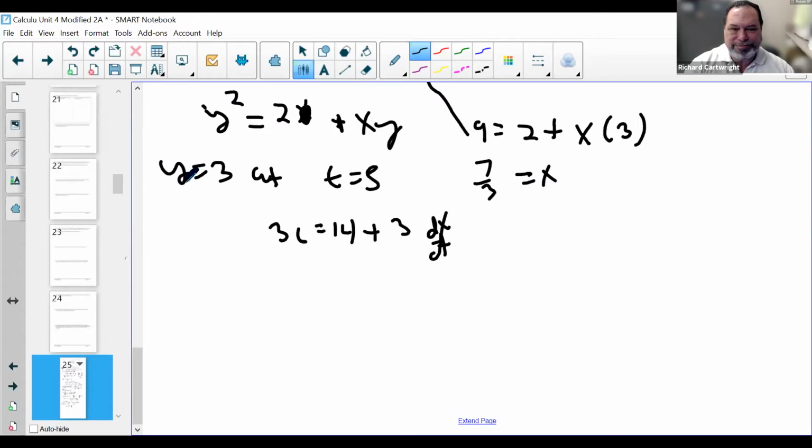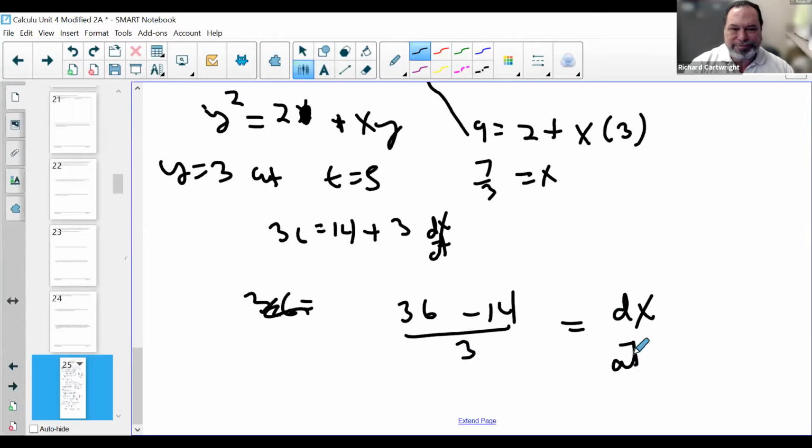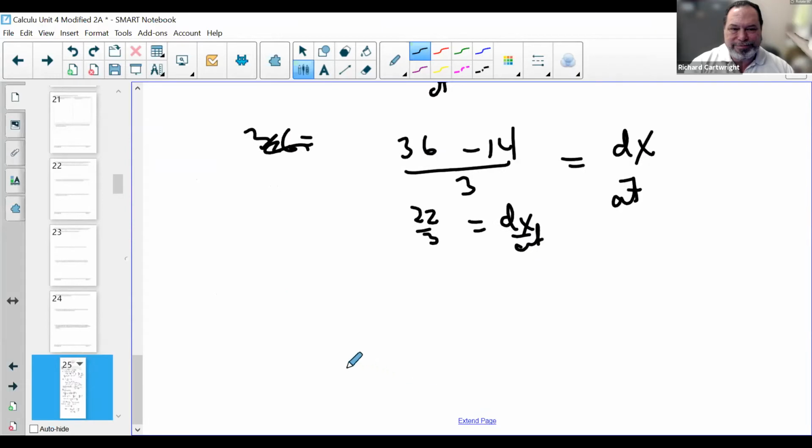Almost done. 36 minus the 14, all divided by 3, is dx/dt. And that gives me 22/3 is dx/dt. So you always, I'm cheating, you got to really tell what that means. You got to say, finish it up. And this takes me to the end.